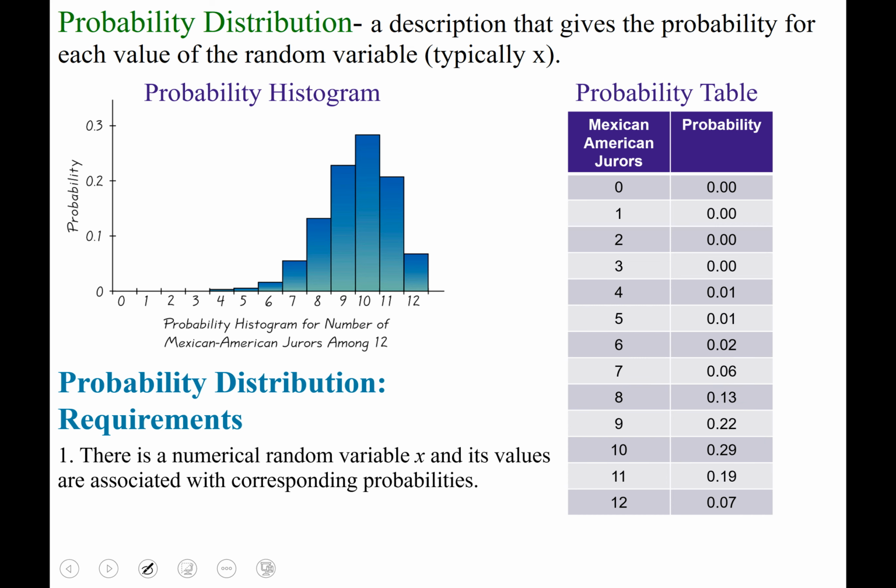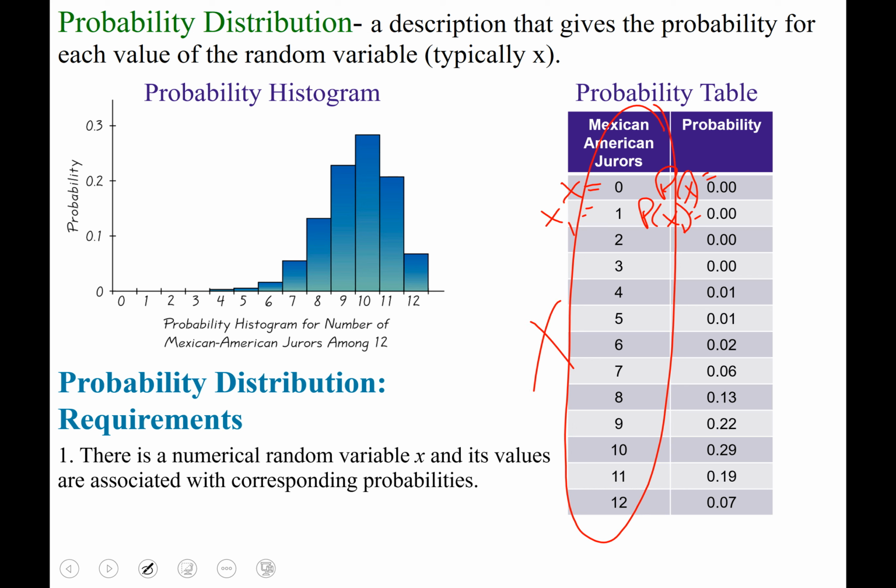And that is exactly what we have here. We have x equals 0, the probability of that x equals 0.00. Now we have x sub 1 equals 1. We have probability of x sub 1 equaling 0.00. So we have numerical random variables here called x, our x's, and their associated probabilities here. Okay, so requirement 1 is met.